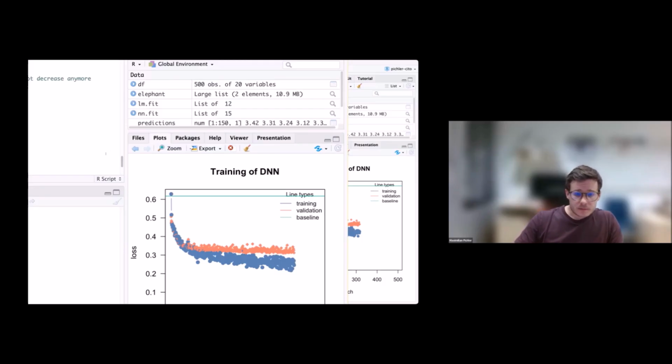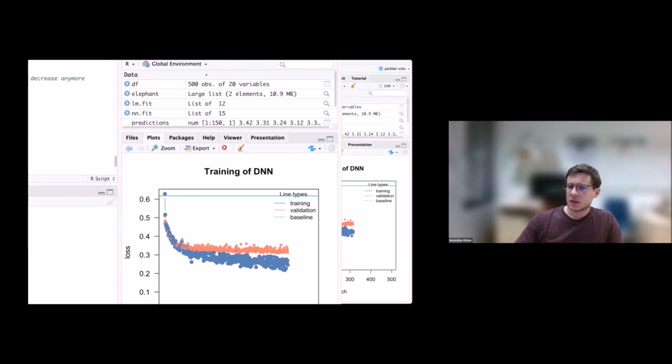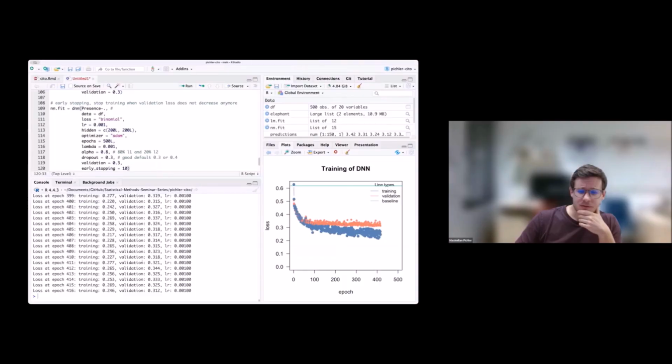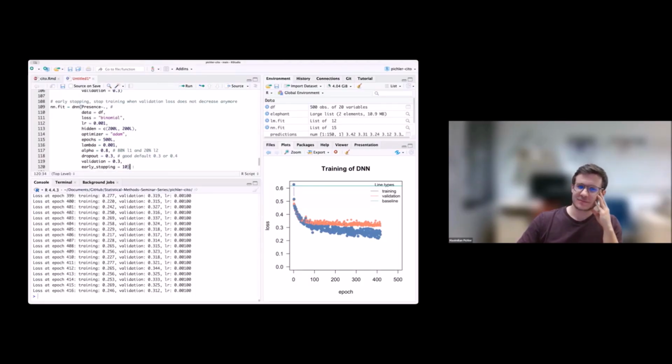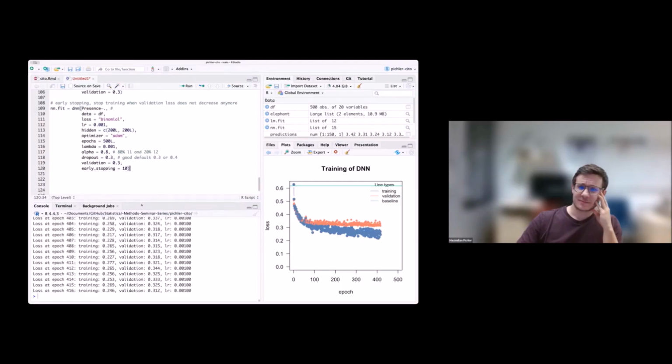Max, your screen has shifted slightly, so we can't see the code. We mainly see the plot right now. Okay, so just give me a second. Just gonna share it again. Yep, it's back. Thanks. Okay, since when? Yes, just where you started talking about the validation loss wasn't decreasing anymore.